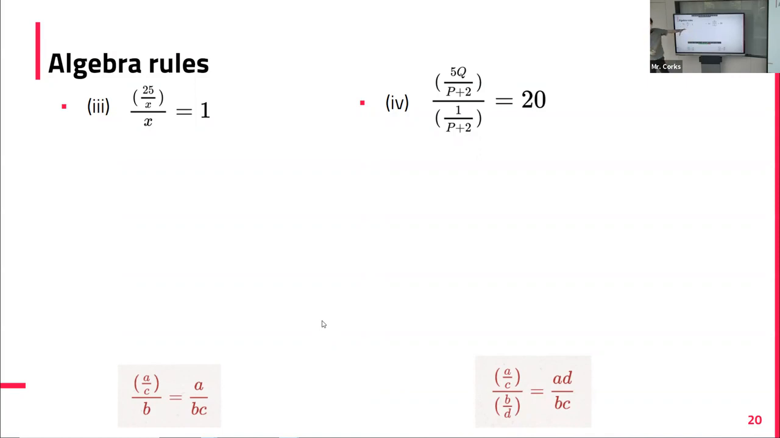If you forget why, or you don't believe me that the invert and multiply thing works, then just stay after class. I'll show you a little proof of that, or you can find it online pretty easily.